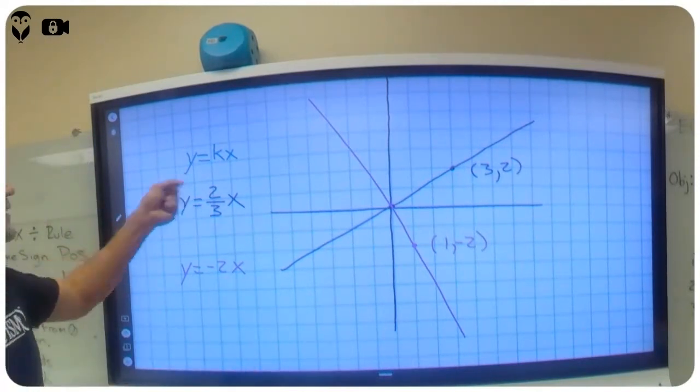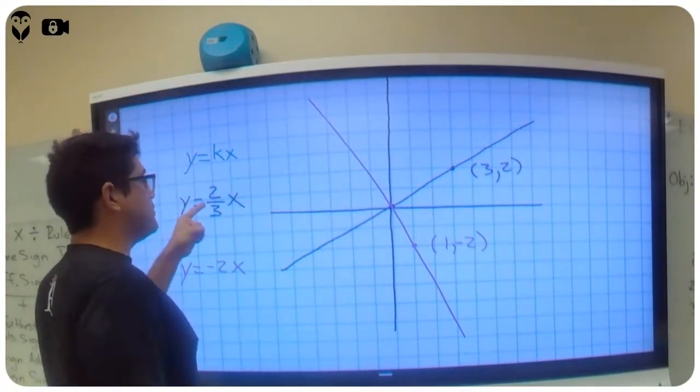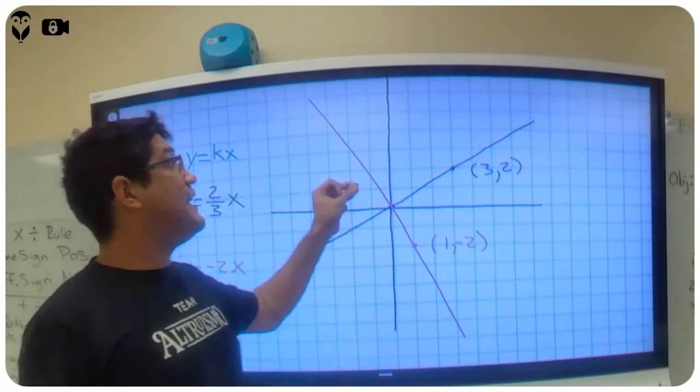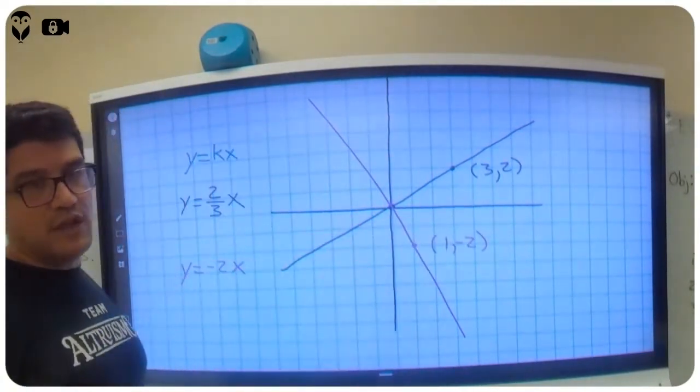Very simple to grab it from here. If it goes through 0, 0, that's the way the equation looks. You just put the slope here. How do you find the slope? You find any point that isn't 0, 0 on that graph line, that's going to give you the slope.